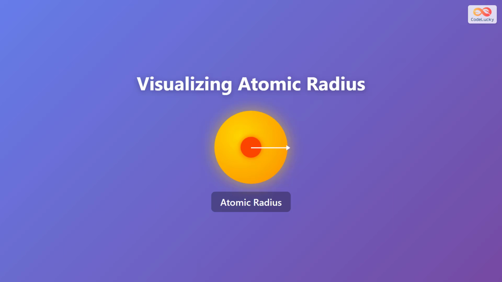To better understand atomic radius, imagine an atom as a sphere. At the center is the nucleus, which contains protons and neutrons. The atomic radius is measured from this nucleus outward to where the outermost electrons are located. This gives us a way to compare the sizes of different atoms on the periodic table.